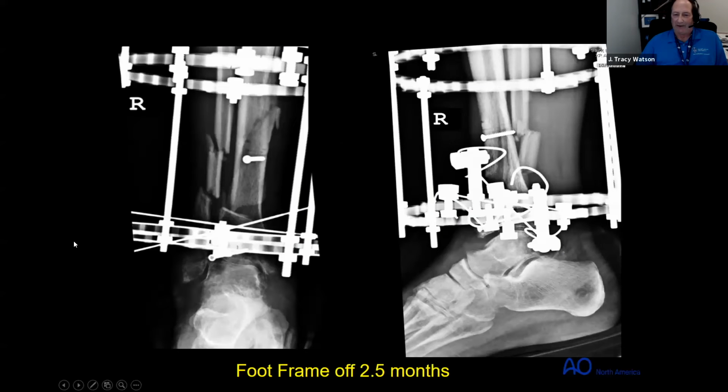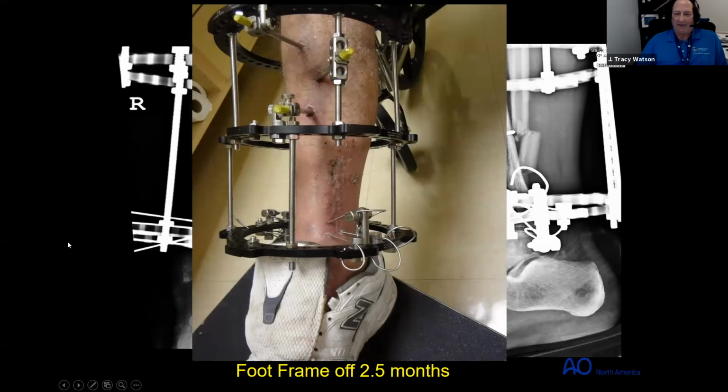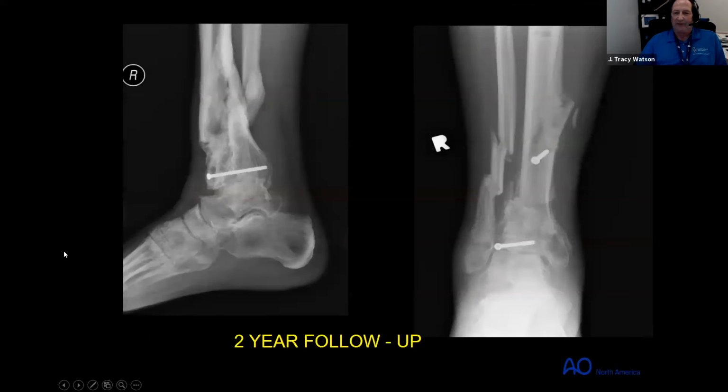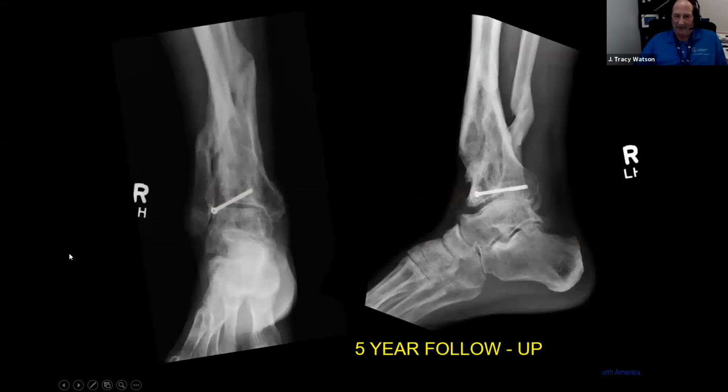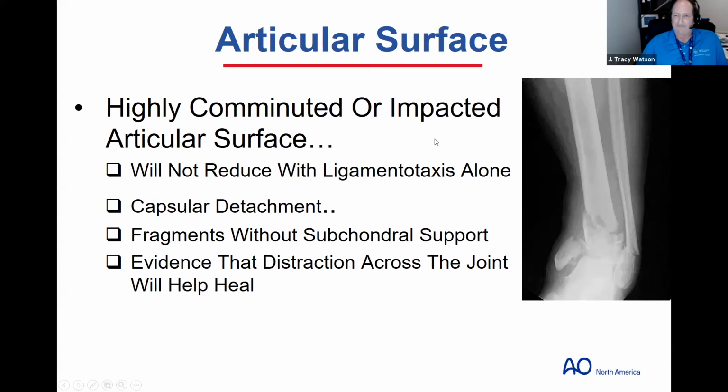This is down the road as things progress. We took the foot frame off, got him weight bearing. Soft tissues, amazing. Soft tissues recover fairly quickly with a ring fixator. 2-year follow-up and a 5-year follow-up. It ain't pretty, but at least it works. He's still got his leg, and eventually I'm sure he's going to come to a fusion at some point, but he's a southern Missouri farmer who really doesn't complain a whole heck of a lot.